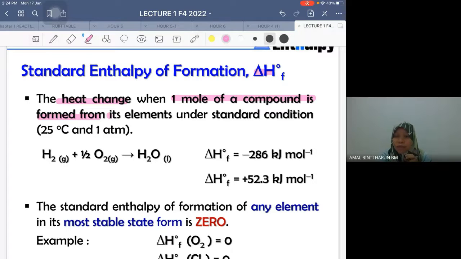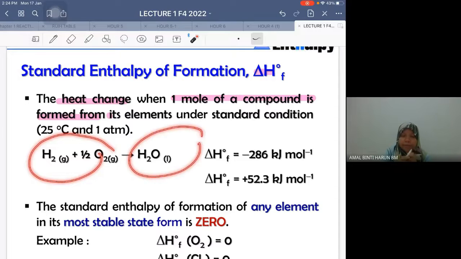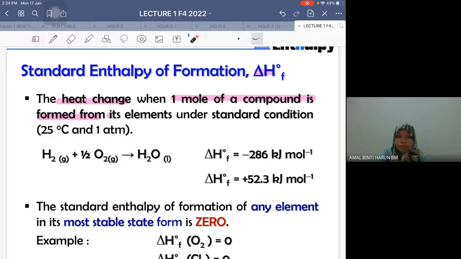Respon lah. Okay, I repeat my question. 1 mole compound form, kat sini kan dia kata 1 mole compound form. Okay, compound form is referring to which part? The left part or the right part? Hairul Ashraf, buka mikrofon. Cuba respon. Kau dengar ke tak?